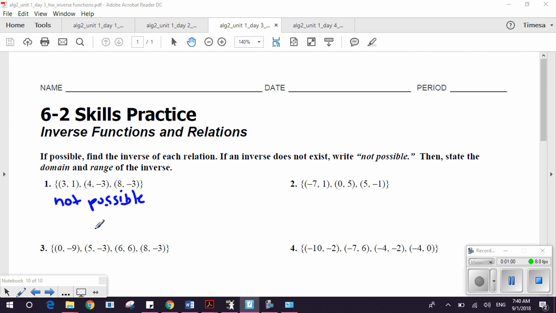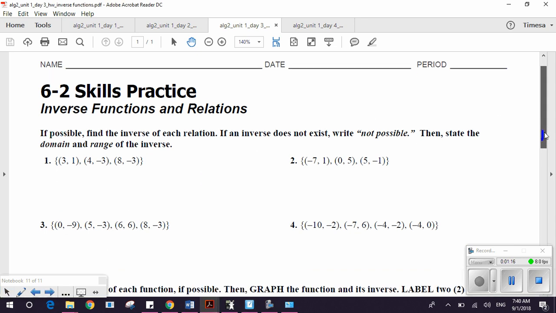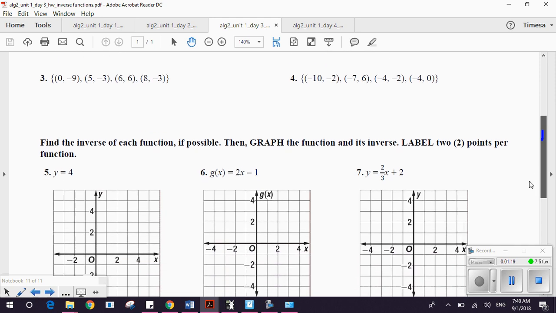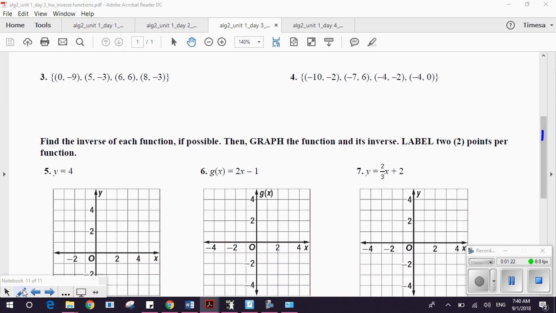Again, it has to be a function, no x is repeating, and it has to be 1 to 1, no y is repeating. On number 3, I don't have x's repeating, so it is a function, but I do have -3 repeating as a y value again, so it is not possible to write an inverse.